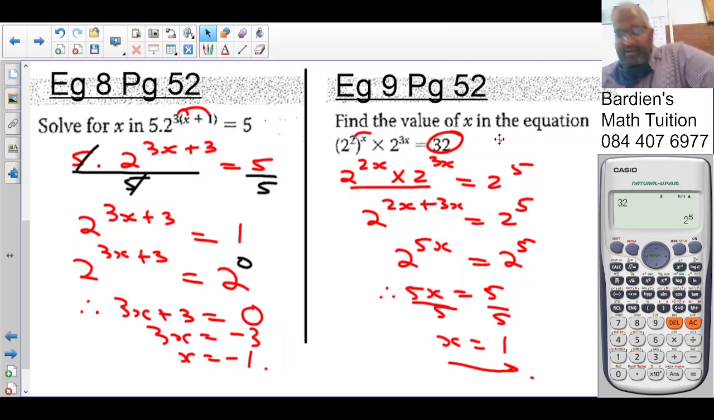Right. For homework, you guys are going to do for me exercise 2.7, the first column in number 1 and 2. Number 3 we will leave for the next lesson. So it's exercise 2.7, page 53, first column.